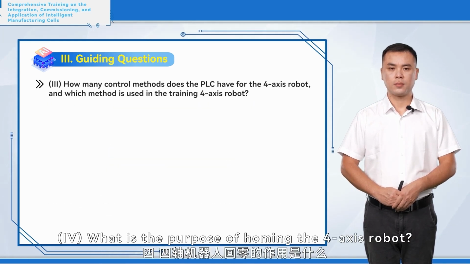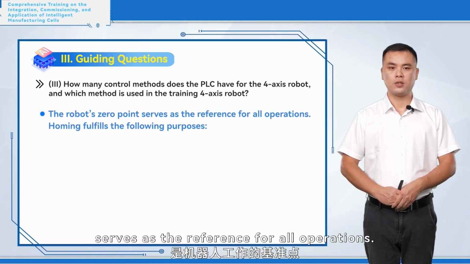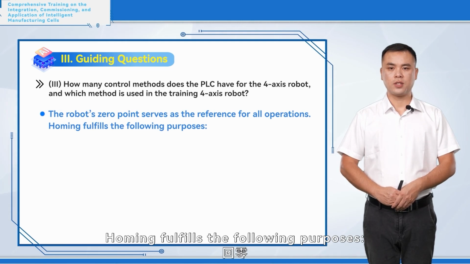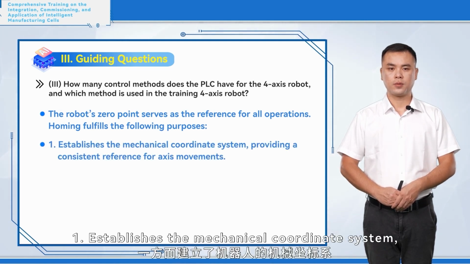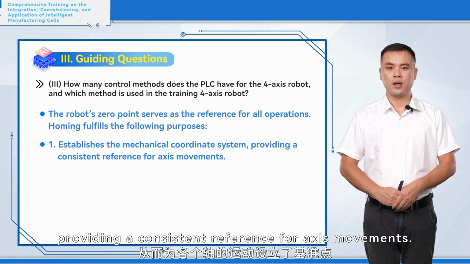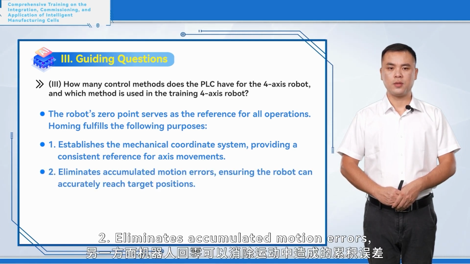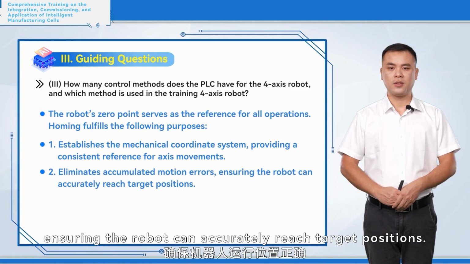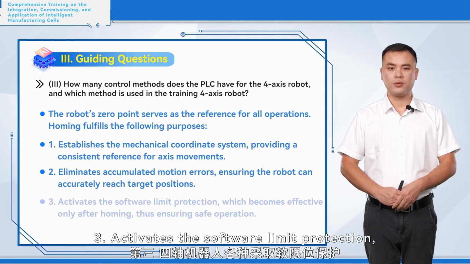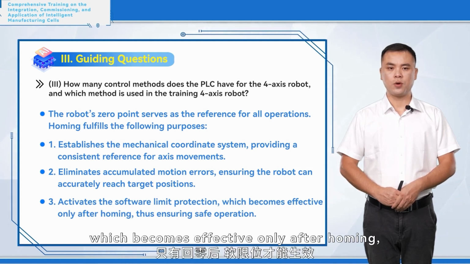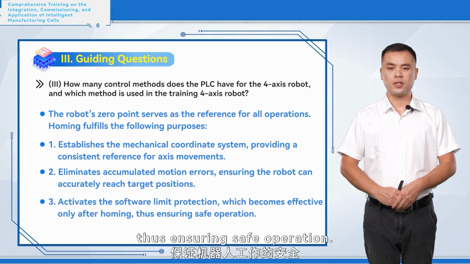4. What is the purpose of homing the 4-axis robot? The robot's 0 point serves as the reference for all operations. Homing fulfills the following purposes. 1. Establishes the mechanical coordinate system, providing a consistent reference for axis movements. 2. Eliminates accumulated motion errors, ensuring the robot can accurately reach target positions. 3. Activates the software limit protection, which becomes effective only after homing, thus ensuring safe operation.